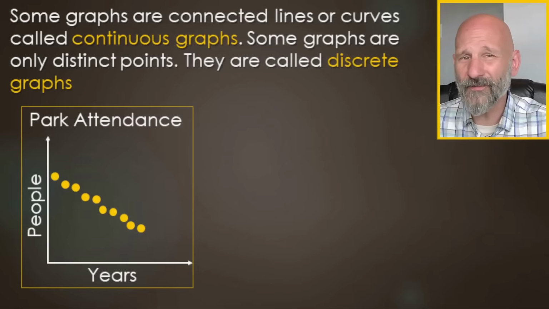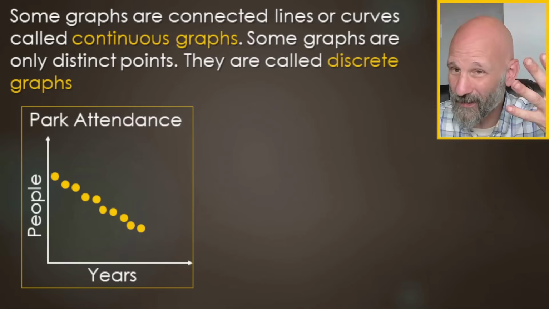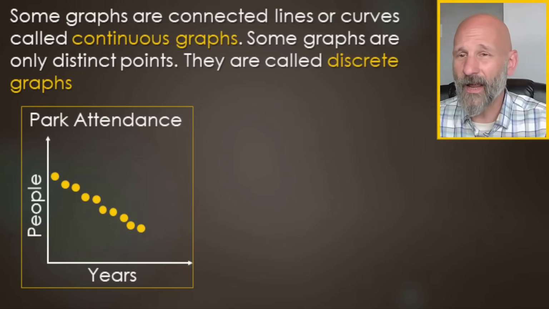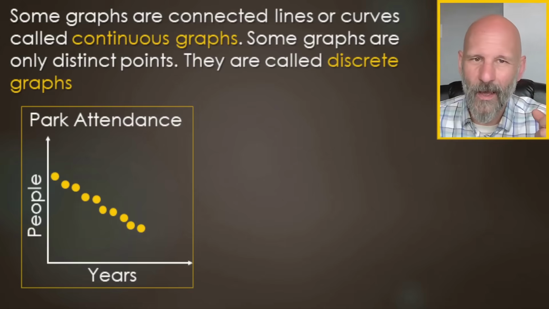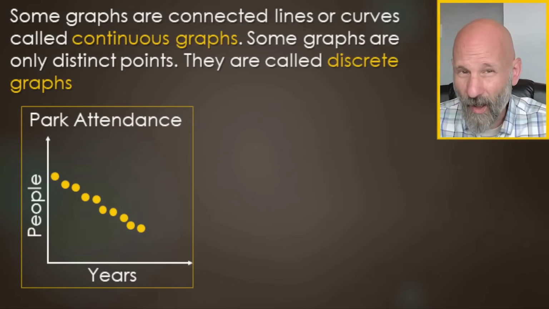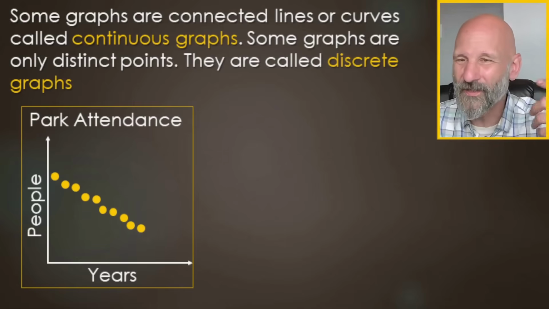Now, there are some graphs that are called continuous versus discrete. So that's what this is about here. Now, the discrete graphs are going to be dots. A lot of times we get sloppy with our math and we just always call them lines, but there is a subtle difference between them.